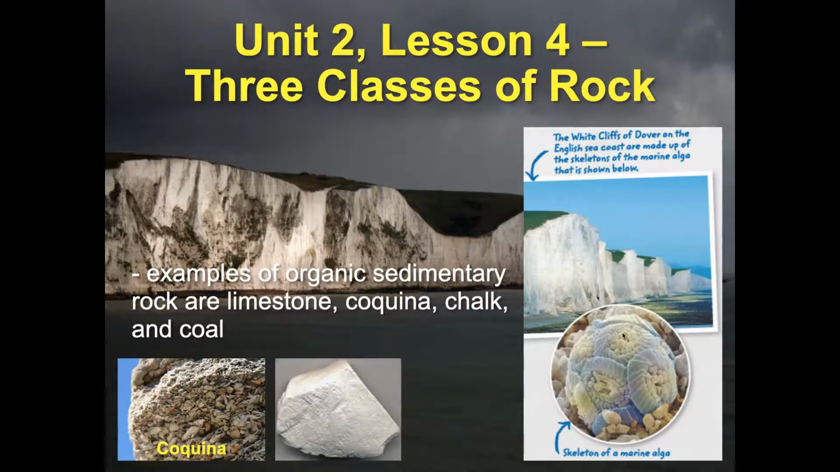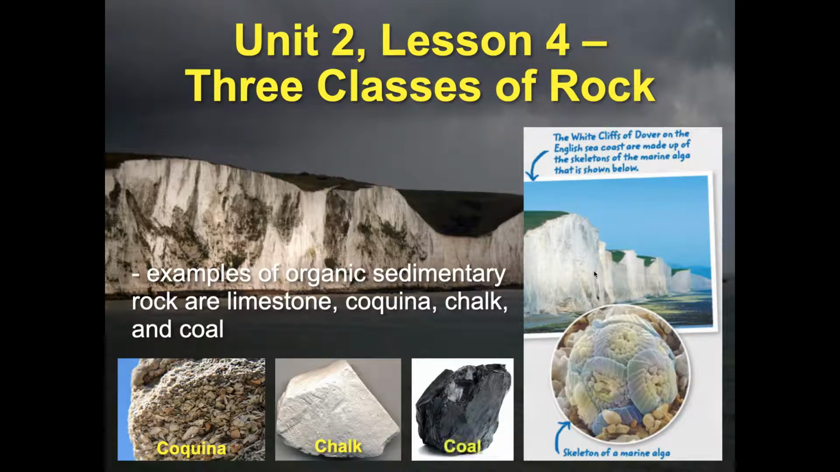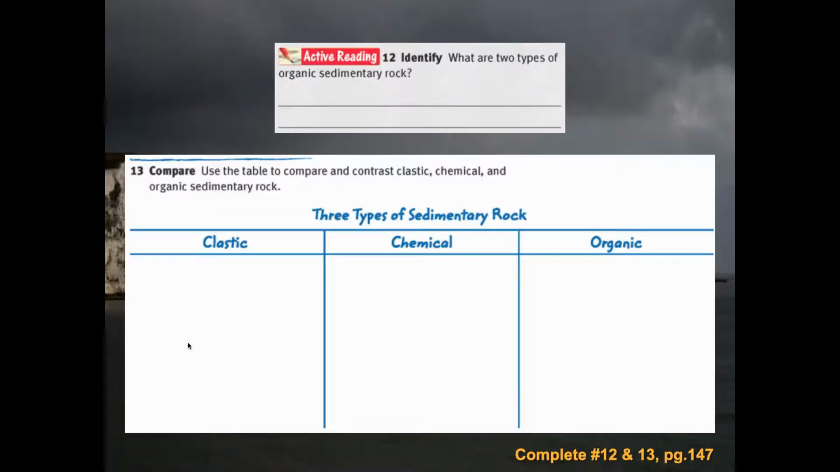Look, you can see the actual fossils there. Some examples are coquina, chalk, of course, which we know, and something very common in our lives is coal. All right, so what are 2 types of organic sedimentary rock? Well, from the previous slide, there's limestone, coquina, chalk, and coal. Chalk and coal are probably the 2 we are most familiar with.